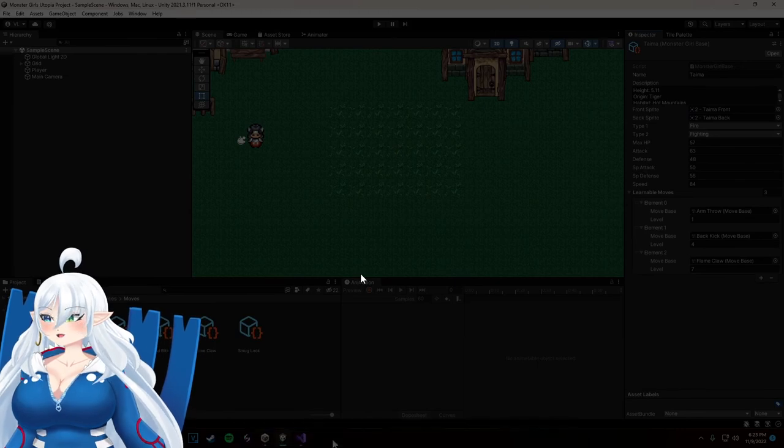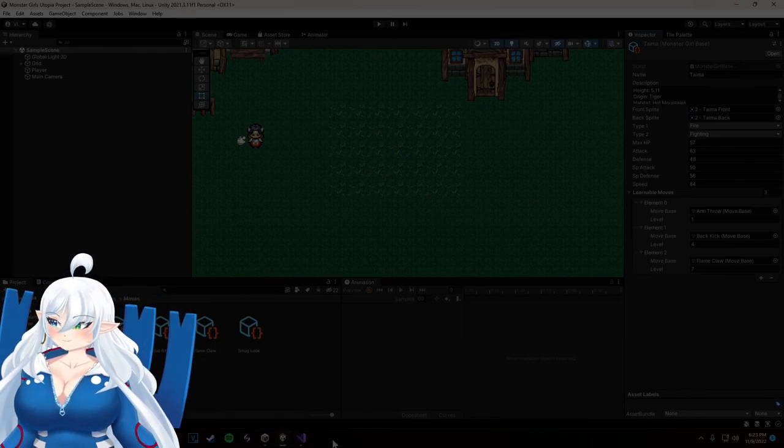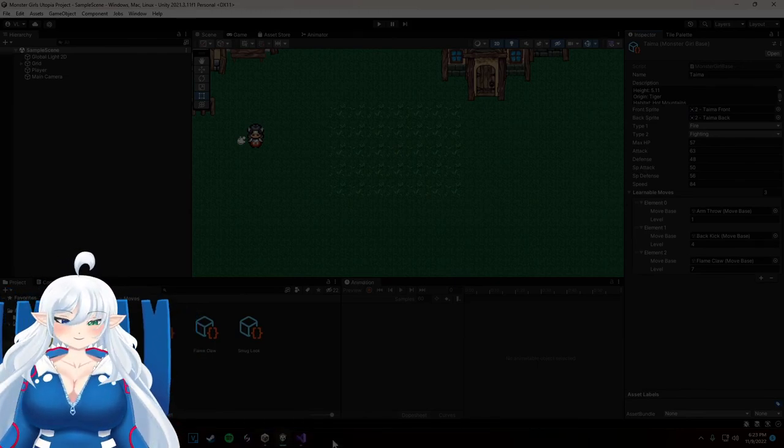And yes, I have a lot of tabs. Shut up. There's a lot of Unity things that I'm actually looking at, all right?